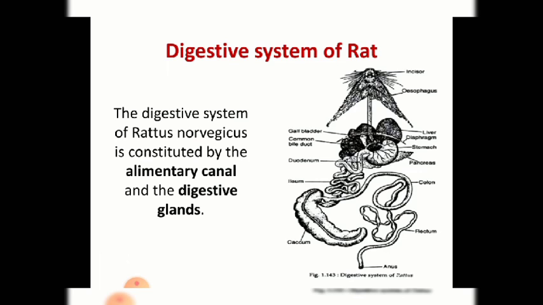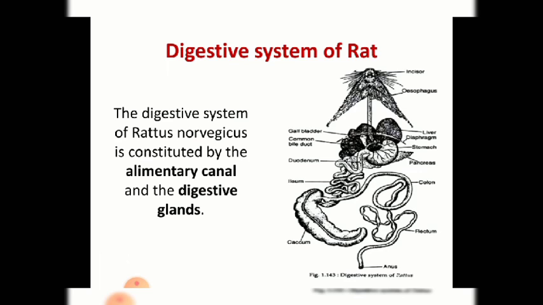The first one is the salivary glands. There are around 5 pairs of salivary glands. There are parotid glands, which are located beneath the mandible, and there are major and minor sublingual glands, which are located below the tongue.